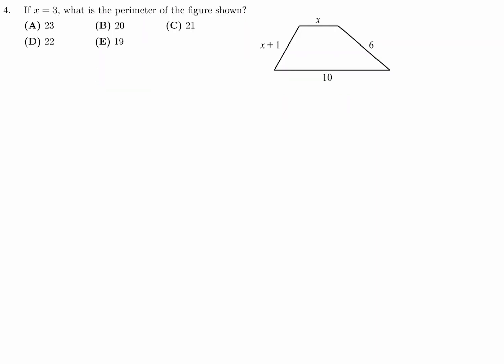If x is 3, what is the perimeter of the figure shown? Well, the perimeter right now is x plus 1 plus x plus 6 plus 10. Since x is 3, substitute that in, and you'll get 3 plus 1 plus 3 plus 6 plus 10. And when you add up all these numbers, you get 23. So, number 4, the answer is A.